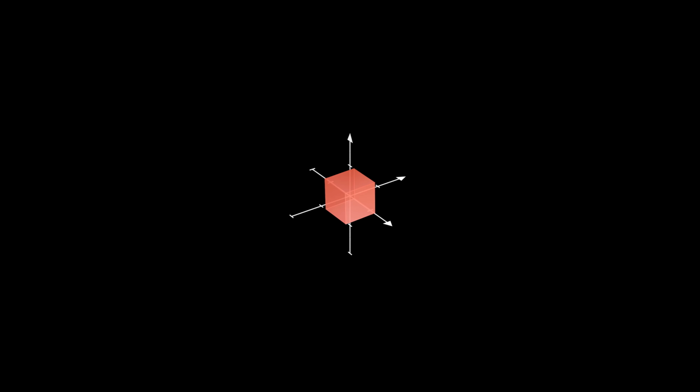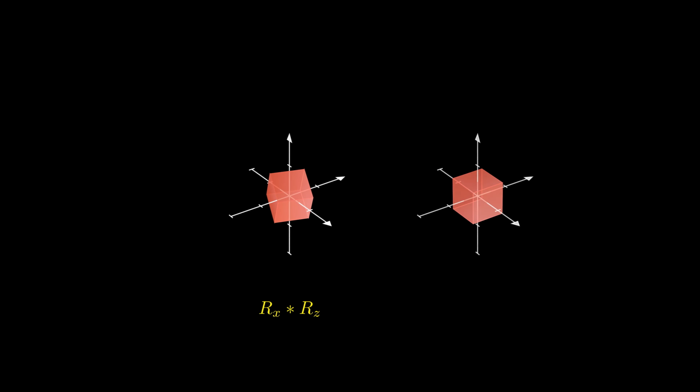Let's say we want a 25-degree rotation around the x-axis and then a 70-degree rotation around the z-axis. For this, we simply take the rotation matrix of the x-axis, multiply it by the rotation matrix of the z-axis, and we get our combined rotation matrix. But here's the crucial part: the order matters. Matrix multiplication is not commutative, which means Rx times Rz is not the same as Rz times Rx, as you can see here.